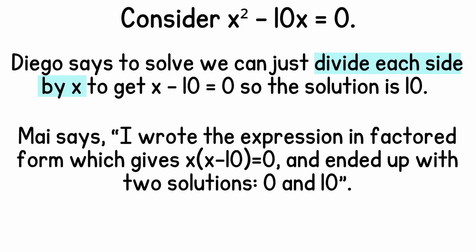If we look at Diego's reasoning, he said he divided each side by x. We're actually not allowed to divide by a variable because the variable might be 0. And since we're never allowed to divide by 0, it's not safe to divide by the variable unless we know what it's equal to. So Mia was correct by putting it in factored form first and then solving.